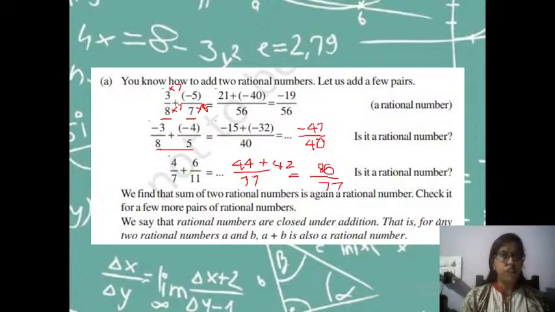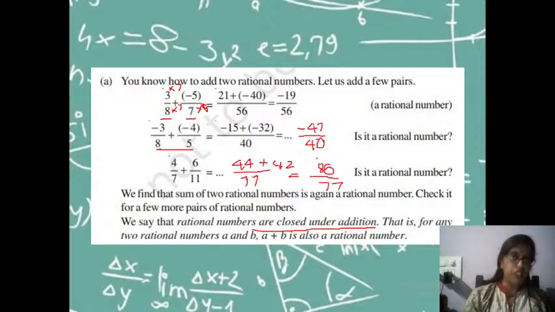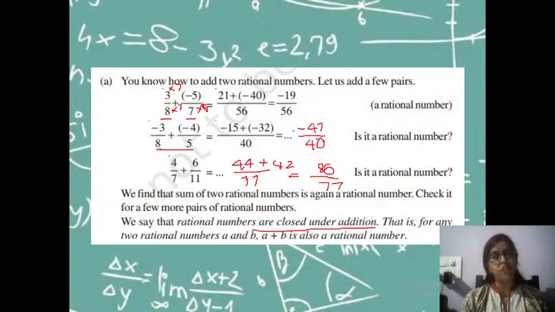So now we found the sum of all the rational numbers. So we say that rational numbers are closed under addition. That is, for any two rational numbers a and b, a plus b is also a rational number. Whatever we do, we are getting rational numbers itself. Understood, clear? So then only we say it as a rational number.